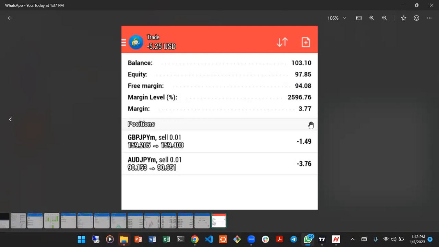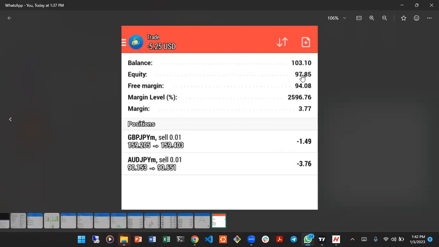That is, if you are in profit, look at this trade now. It is GBP JPY, I'm on minus $1.49. And AUD JPY, I'm on minus $3.76. Look at my equity here. It's showing 97.85 but my main balance is still showing $103.10. So that means if I close these two trades now in loss, my balance will now be 97.85.